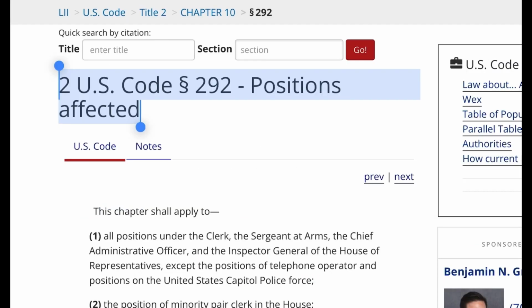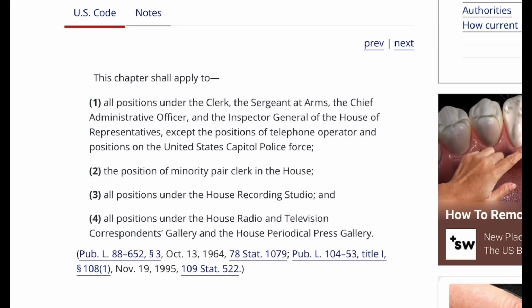2 U.S. Code Paragraph 292, Positions Affected. This chapter shall apply to 1. all positions under the Clerk, the Sergeant-at-Arms, the Chief Administrative Officer, and the Inspector General of the House of Representatives, except the positions of telephone operator and positions on the United States Capitol Police Force, 2. the position of minority pair clerk in the House, 3. all positions under the House Recording Studio, and 4. all positions under the House Radio and Television Correspondence Gallery and the House Periodical Press Gallery.